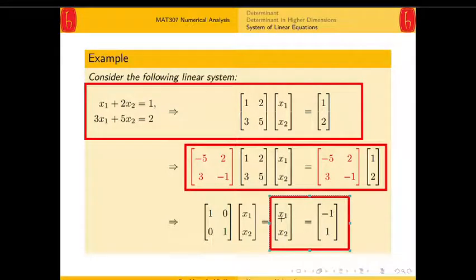If you substitute -1 here and 1 there, you will see -1 plus 2 is 1, and then -3 plus 5 is equal to 2. So this is really a solution.